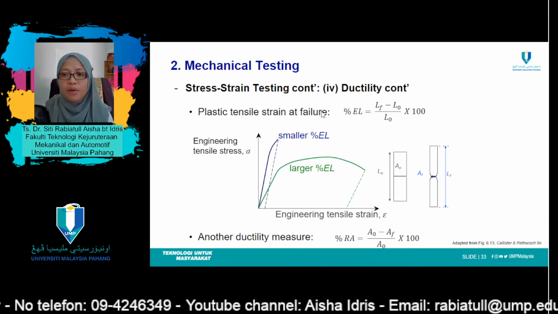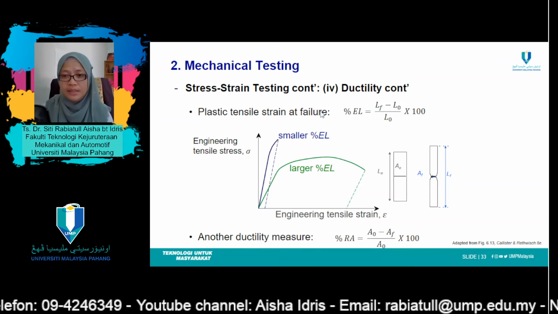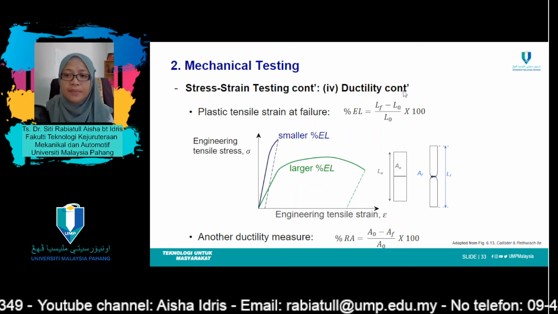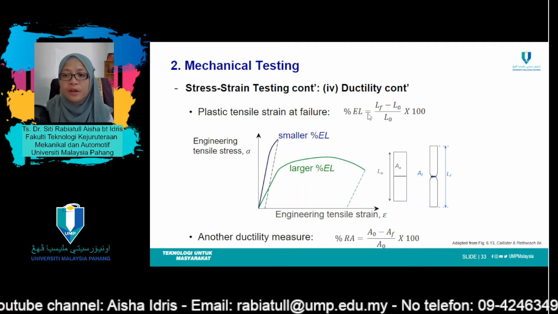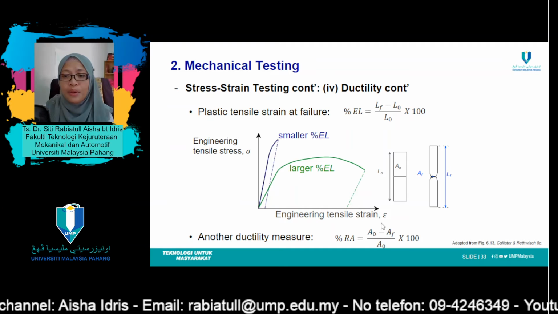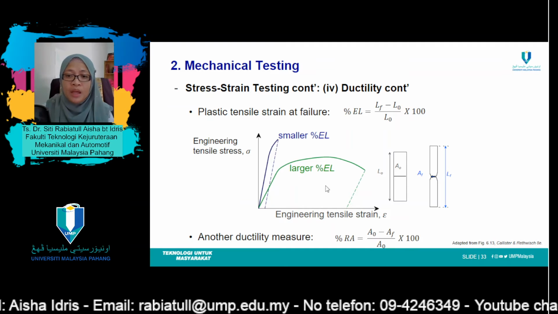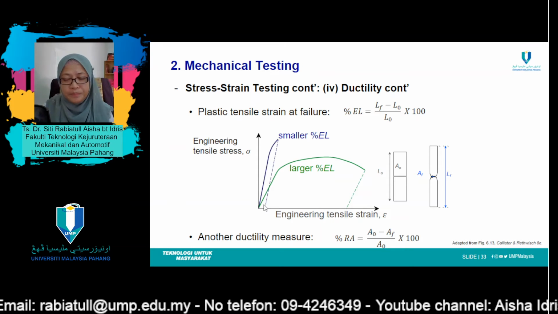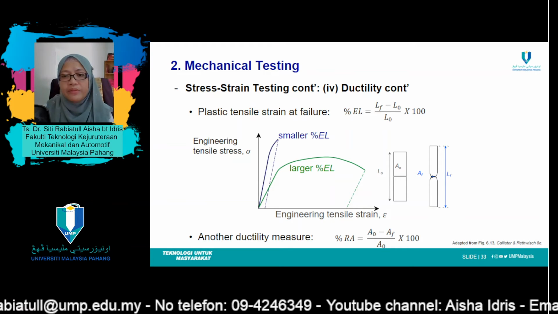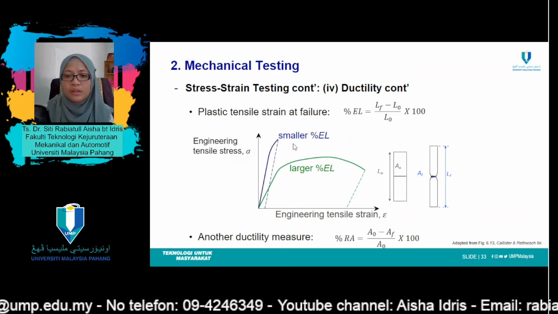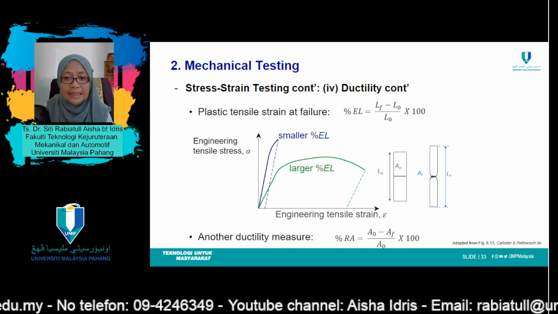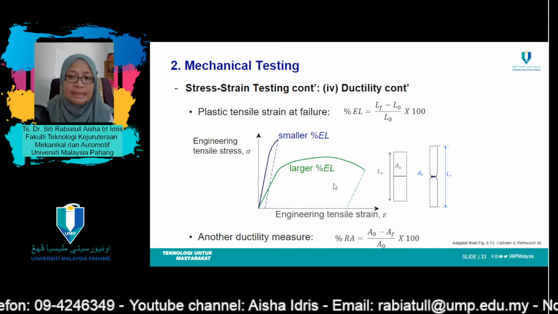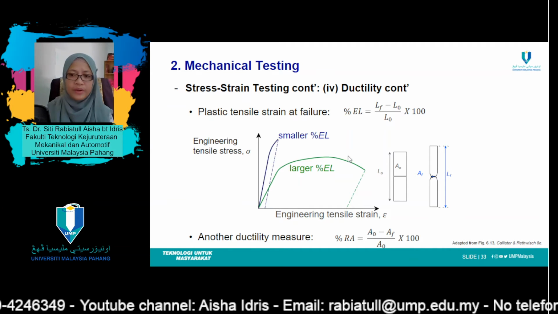And number 4, this is still ductility, and this is how you calculate the value of ductility, either using the value of length or using the value of area. If you look at this graph over here, brittle material will have smaller ductility, whereas ductile material will have larger ductility. That one, I think, is very common sense.